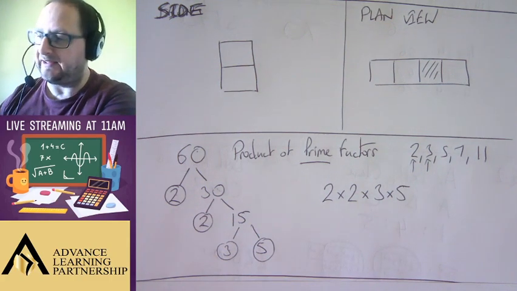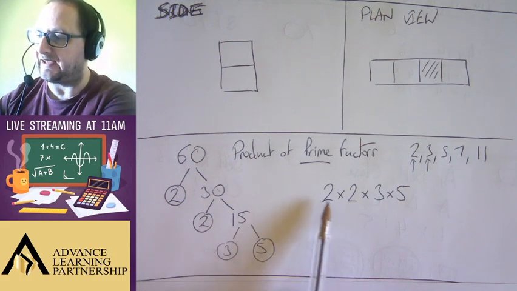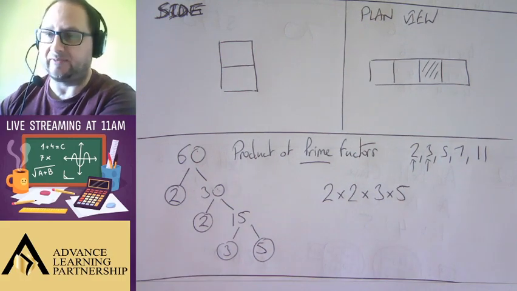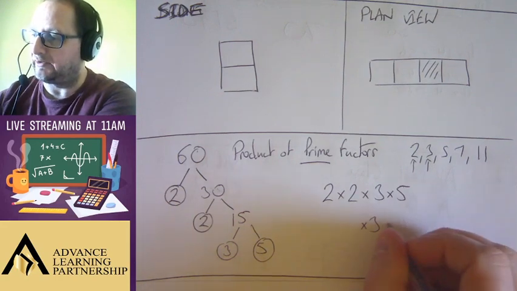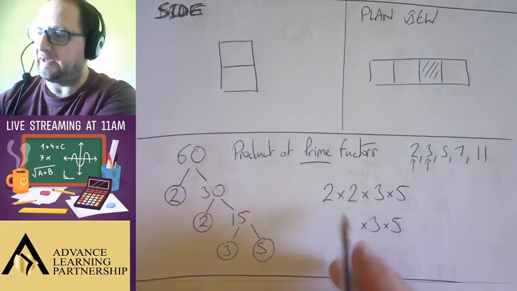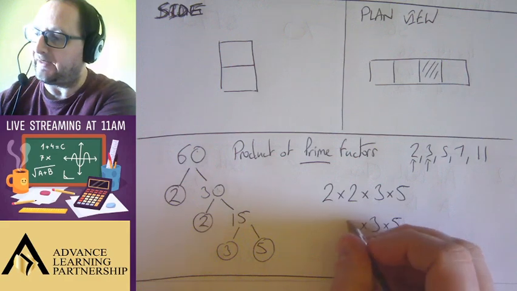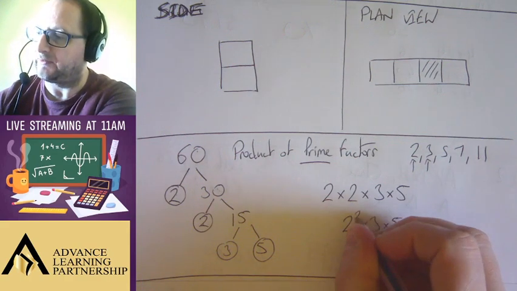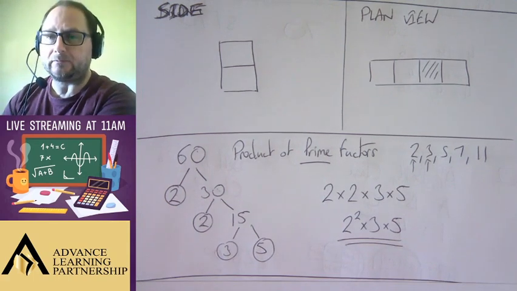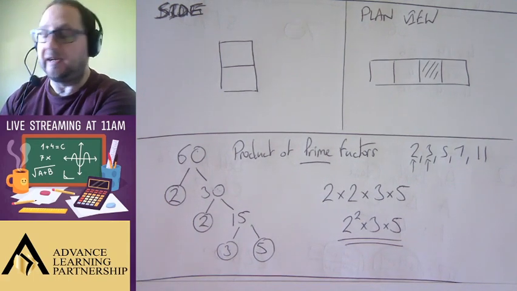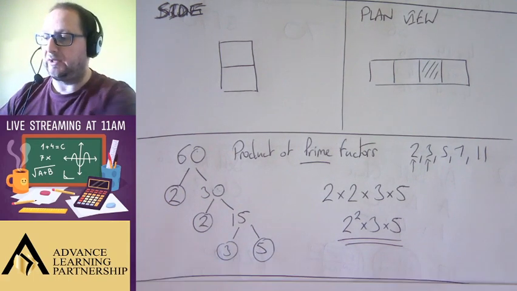But we're asked for index form, so we've got to collect together our 2s, our 3s and our 5s. Now we've only got 1 3 and 1 5, but we have 2 of these multiplying together, and when anything multiplies by itself, we can say that it's squared, and that is the solution that Corbett Maths is looking for, and I'm happy with that solution as well.